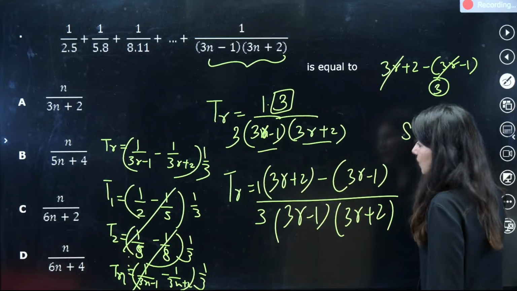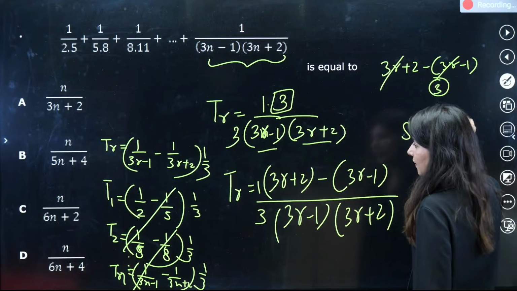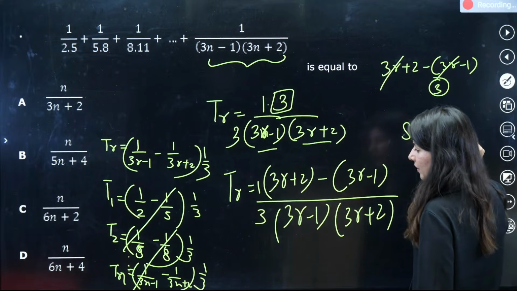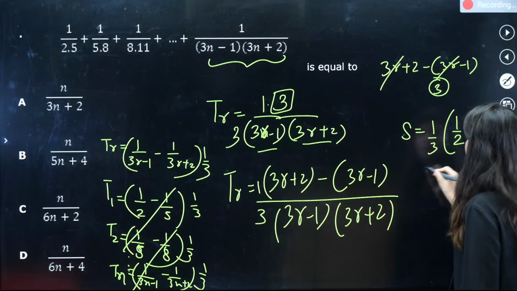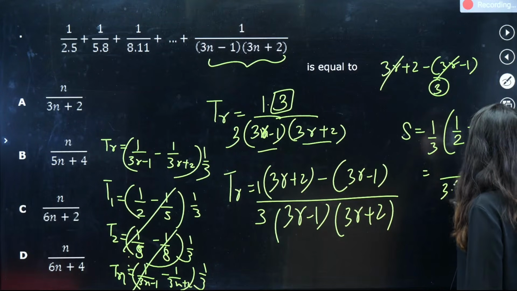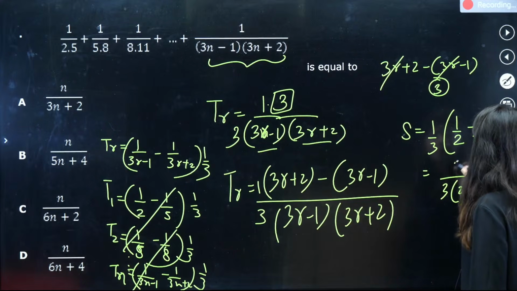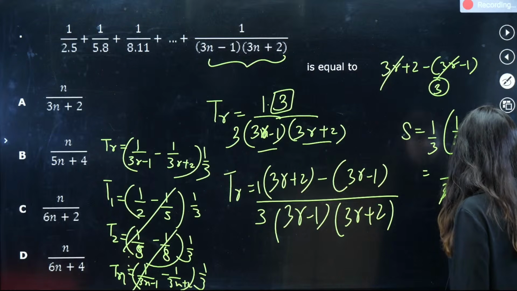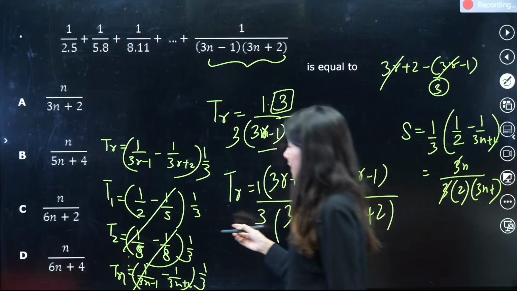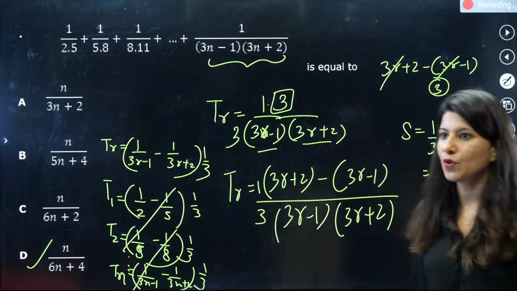So the sum will be equal to, tell me. The sum will be 1 by 3, 1 by 2 will be left out, minus 1 upon (3n+2). You just sort it out. So 3 will be there, 2 will be there, (3n+2) will be there. (3n+2) minus 2 will be 3n, 3 cancels. So this is 6n+4. N upon 6n+4, option D. N upon 6n+4.